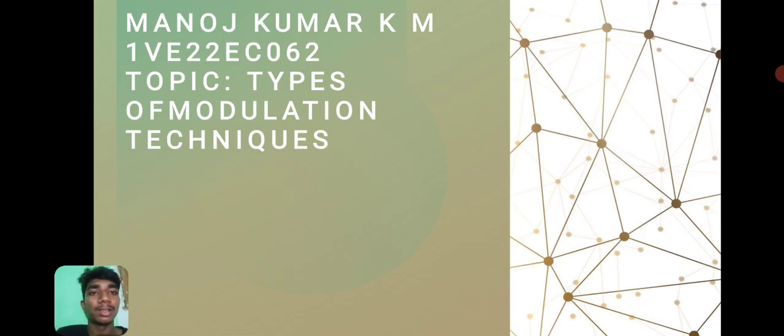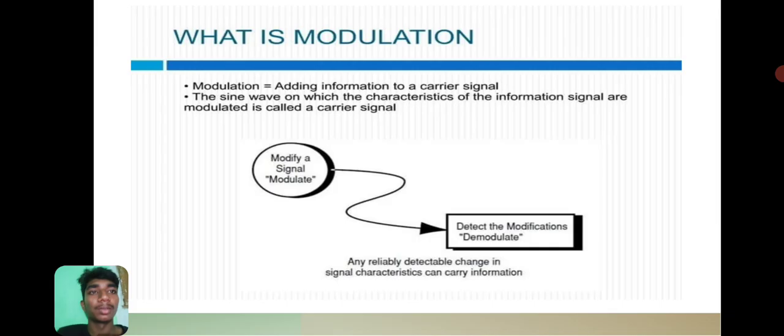Subject DC. Topic: types of modulation techniques. First of all, what is modulation? Modulation is adding information to a carrier signal. The sine wave on which the characteristics of the information signals are modulated is called a carrier signal.